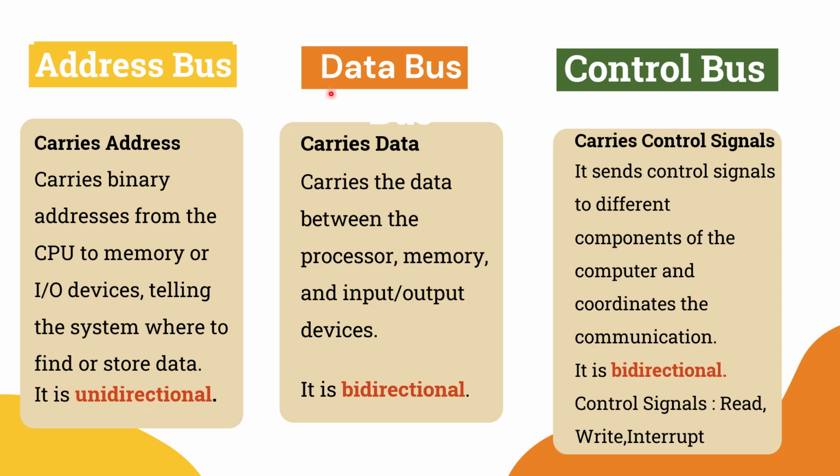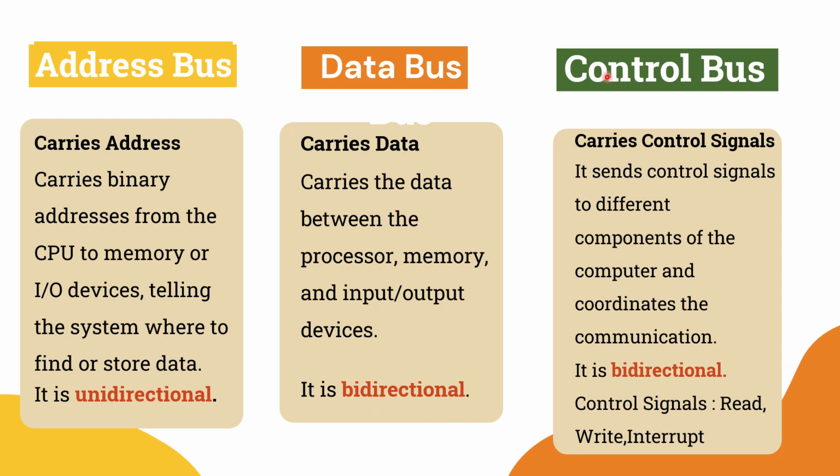And the next bus is the data bus. From the name we can understand that the main function of the data bus is to carry the data between the processor, memory unit, and the I/O devices. So the data bus is used to transfer the data between the different components of the computer system. It is bidirectional. Address bus carries the address. Data bus carries the data between the components of the computer system, and it is bidirectional.